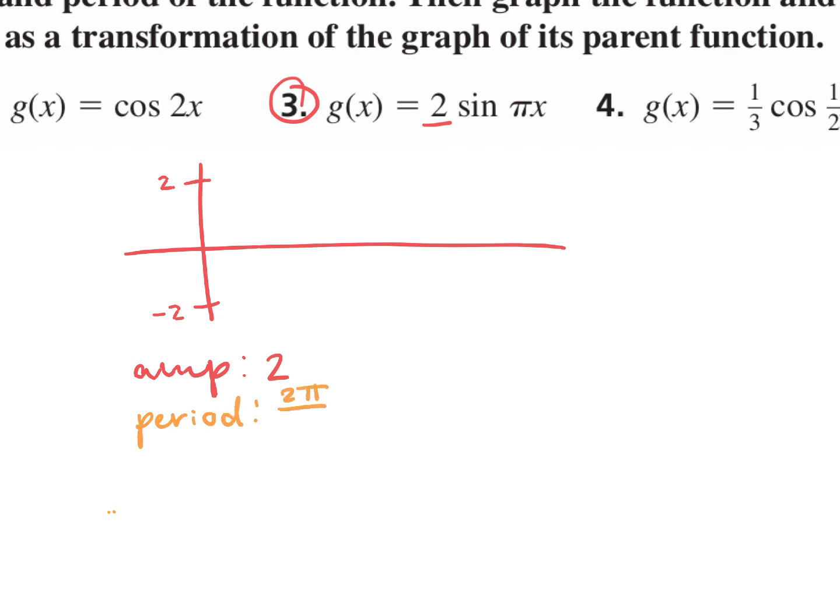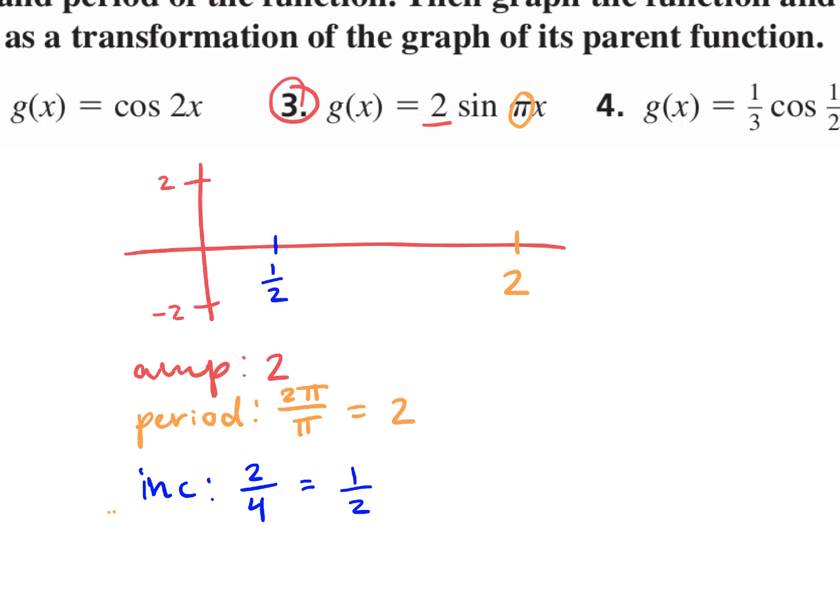What is our b here? Pi. That number that's being multiplied to x, so pi. So what's 2 pi divided by pi? 2. So our period ends at 2. And then we want to find our increments. So we take our period and divide it by 4. What's 2 divided by 4? 1/2. So our first increment is at 1/2.